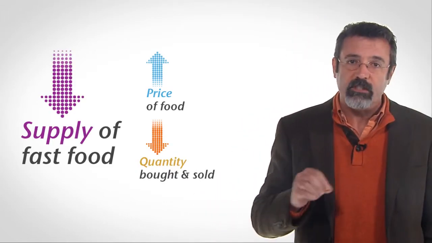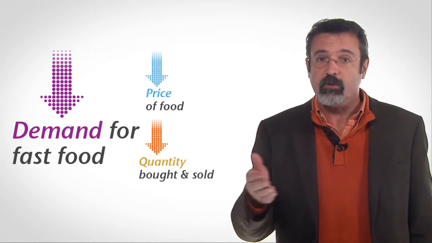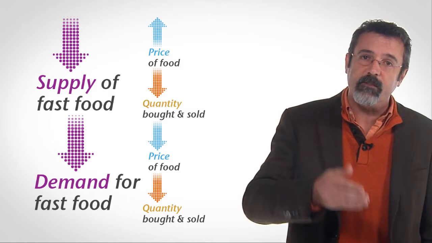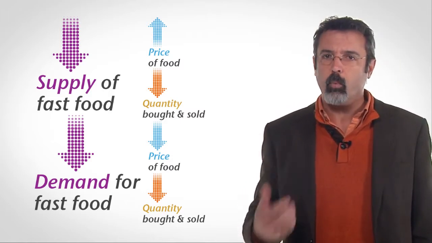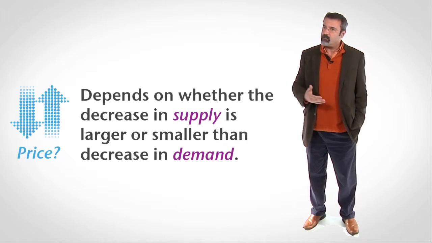Now that we've seen what effects each of these events will have separately, we can put them together. We know that the supply of fast food will decrease, and we know that the demand for fast food will decrease. So we know that the quantity of fast food sold will decrease. But what happens to the price of fast food depends on whether the decrease in supply is larger or smaller than the decrease in demand. Now that we have these tools, you can take any event, for example, a war, an increase in the population, a new technology. If you can know what effect this event will have on demand and supply, you can predict what will happen to the price of a good and the quantity of the good that's bought and sold.